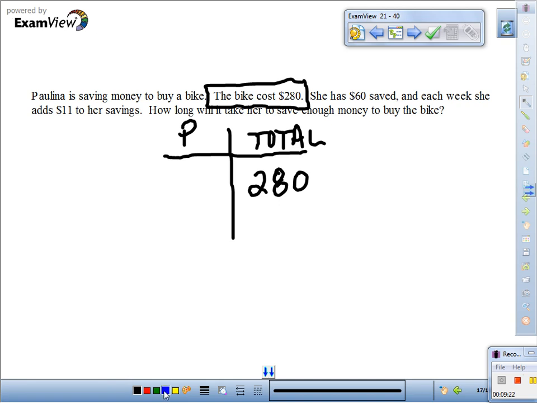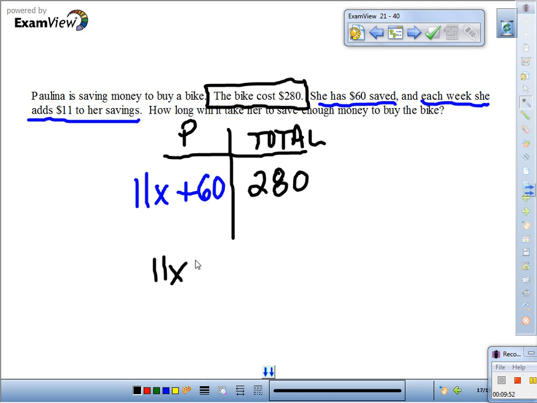Okay. Now let's see what other information they give us. Paulina has $60 saved. So what does that mean? That right now she has what? Plus $60. What else? Each week she adds $11 to her savings. Add means what? Plus $11 per week. Do we know how many weeks? No, so we write 11x. Do you guys see the equation now? All right, so we write 11x plus 60 equals 280.